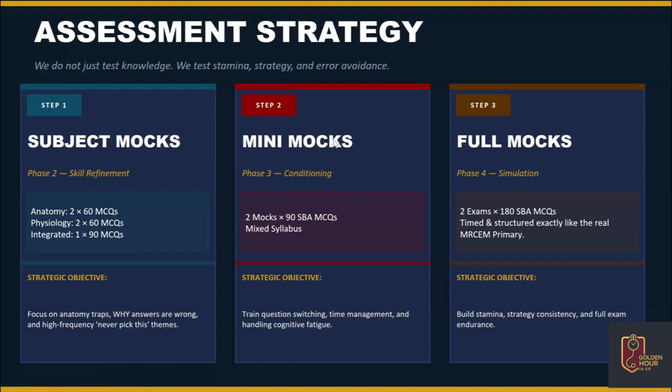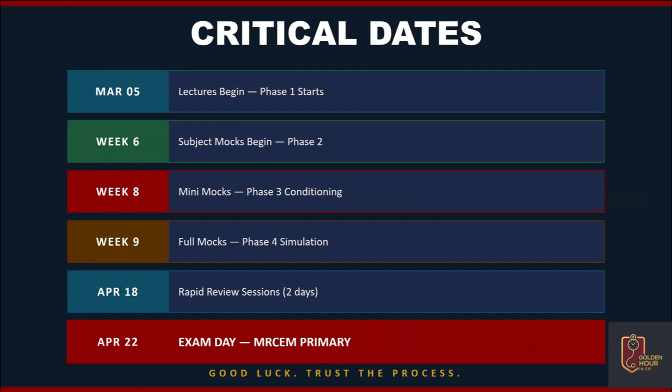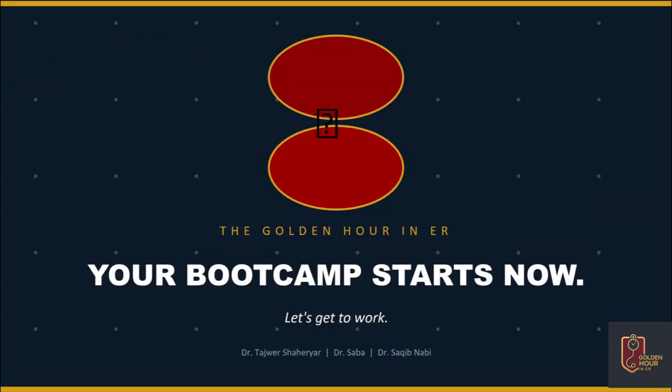Assessment strategy, like I said, 2 anatomy, 2 physiology, and then 1 which is a combined kind of one. Mini mocks are 90 SBAs and then 4 mocks. So this is how we're targeting it. Then we'll have 2 rapid review sessions. These will be taken by me, where we cover recalls, important stuff, last minute pointers, and how to make sure that we pass the exam. And then 22nd of April is the day you perform. So these are just the phases of what we're expecting you to do. Nothing new here. All right.